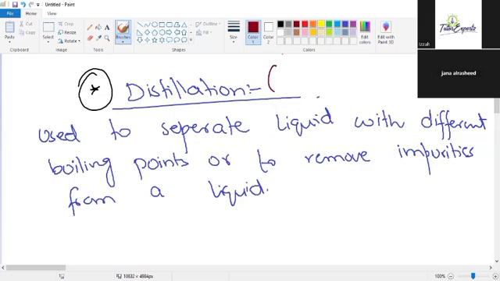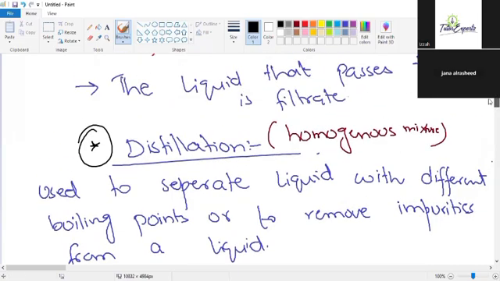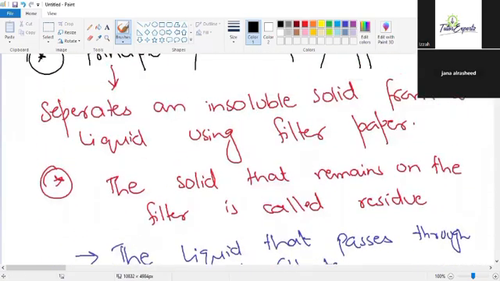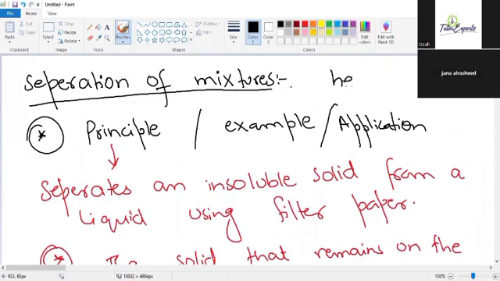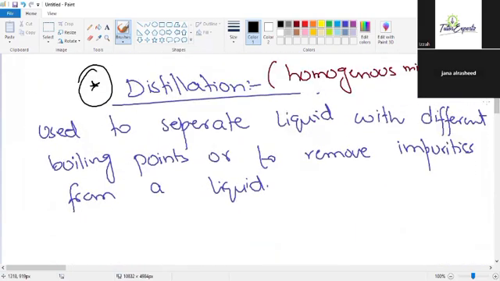Always remember that this technique is for homogeneous mixtures, and filtration would be for heterogeneous mixtures. That is the differentiating point. Now this technique is further divided into simple and fractional.